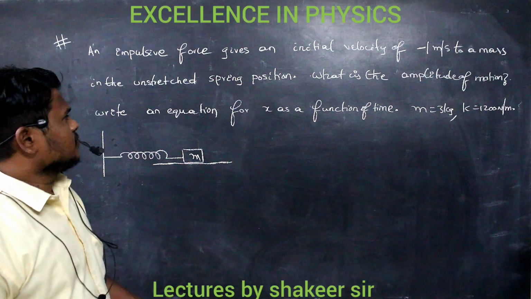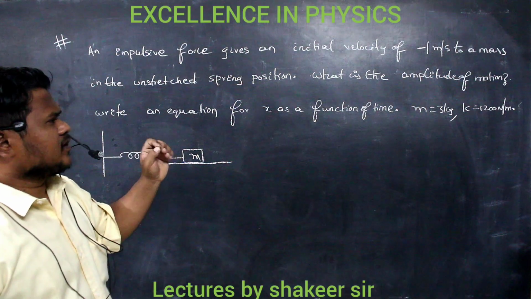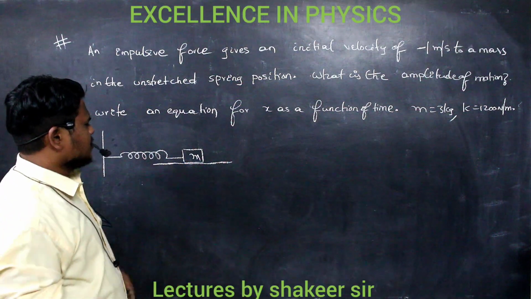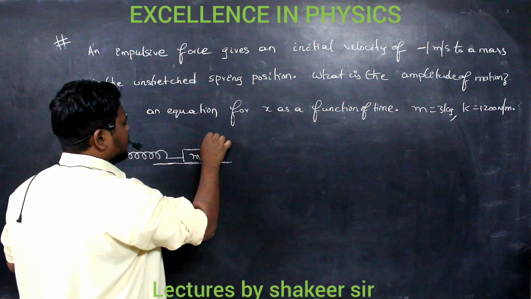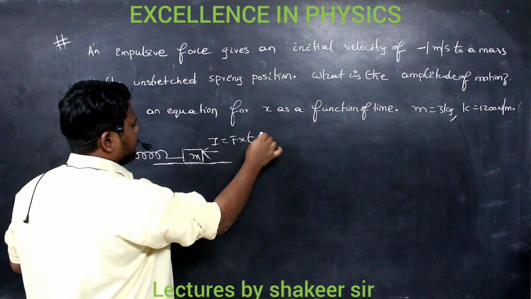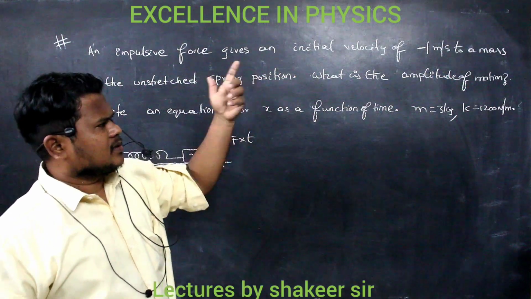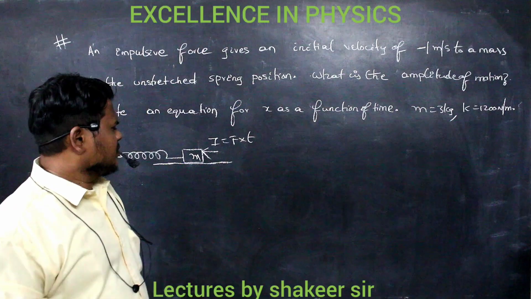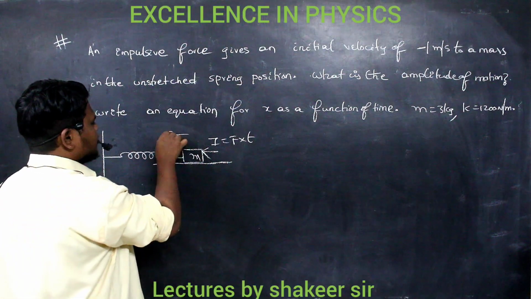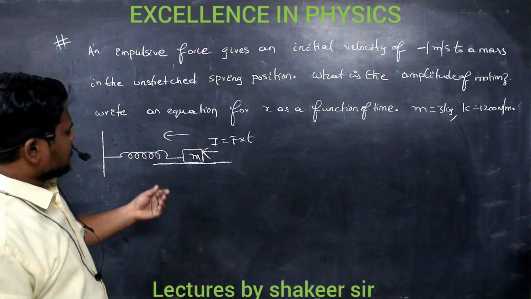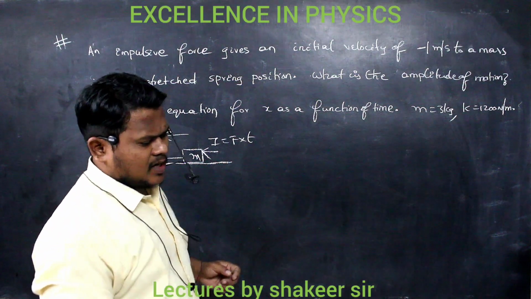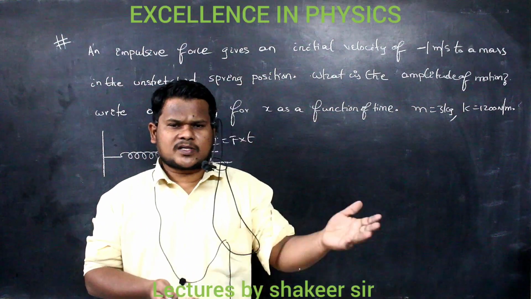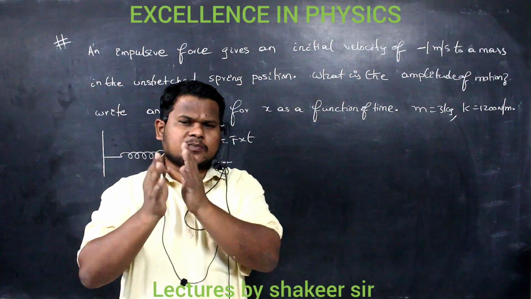So what is meant by impulsive force? A force acting for a very small instant is called an impulsive force. So here a small impulse is acting for a very small time, F into t. So instantaneously the mass gains a velocity of minus 1 meters per second. Minus 1 meters per second indicates that velocity is in this direction. And it is in unstretched position. Unstretched position means the body is present at the mean position. If it starts oscillating, it will oscillate from that position.